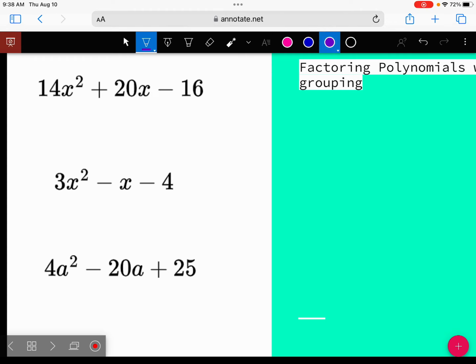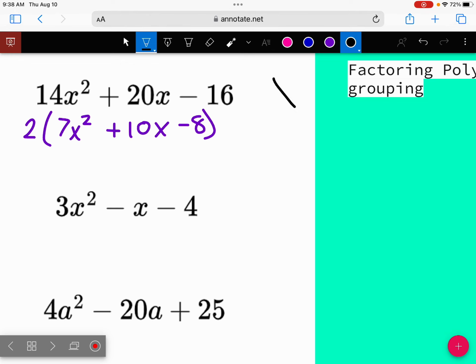What's our GCF? 2. That's going to leave us with 7x squared plus 10x minus 8. And then we're going to use our x to help us figure out what this middle term's really supposed to be. So we take our a times c. We have negative 56. And our bottom number is 10. So I need a pair of numbers that multiplies to make negative 56 and adds to be positive 10.